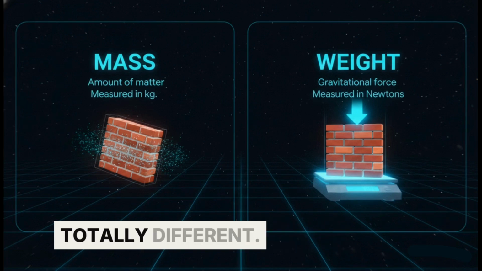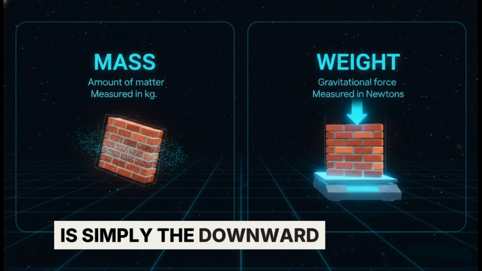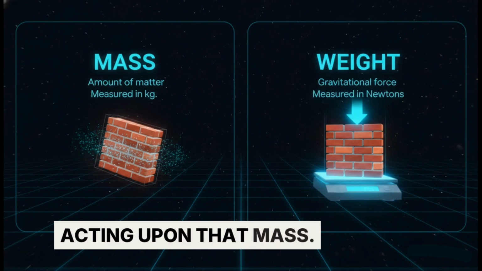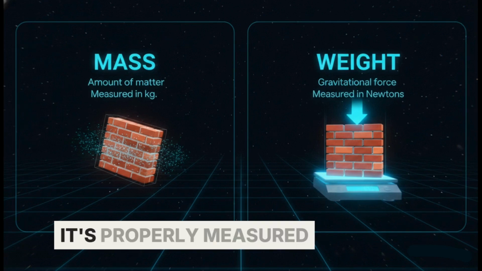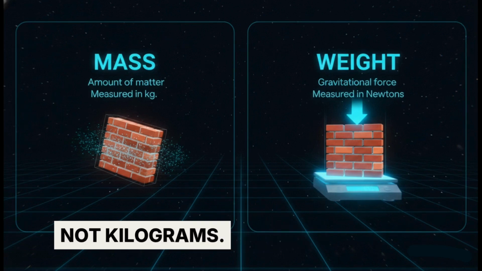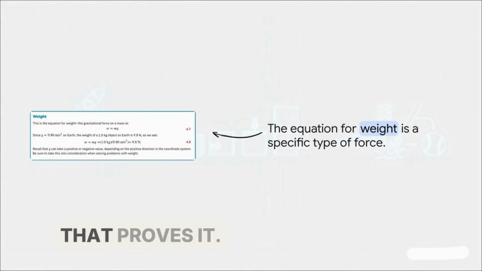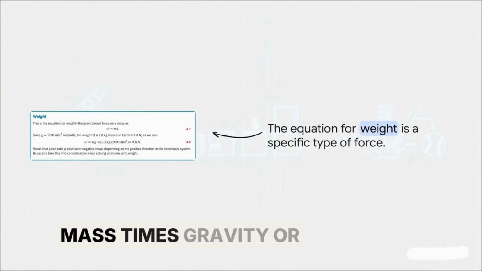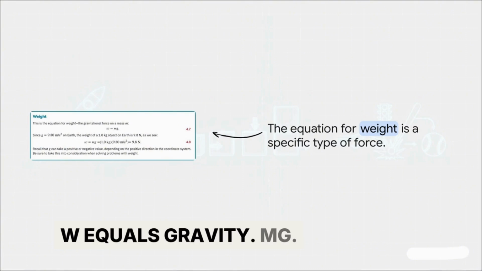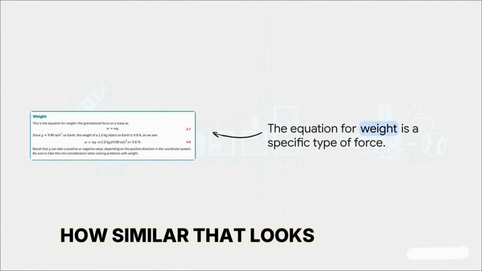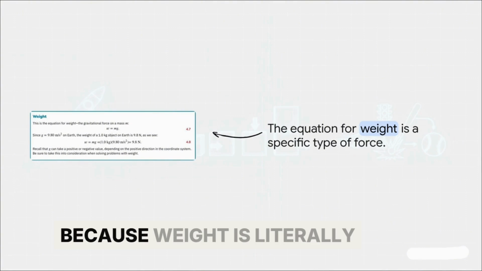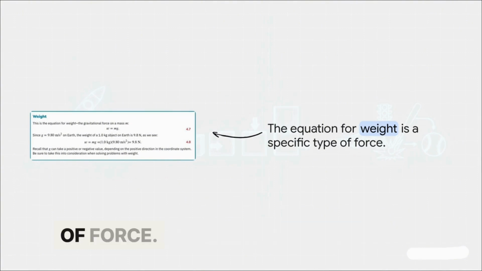Weight, on the other hand, totally different. Weight is simply the downward force of gravity acting upon that mass. Because weight is a force, it's properly measured in newtons, not kilograms. And here is the equation that proves it. Weight equals mass times gravity, or W equals mg. Notice how similar that looks to F equals ma? That's because weight is literally just a specific type of force.